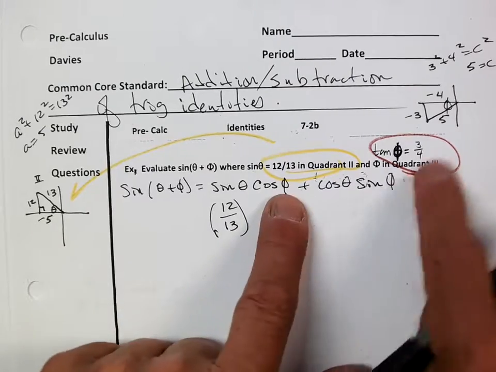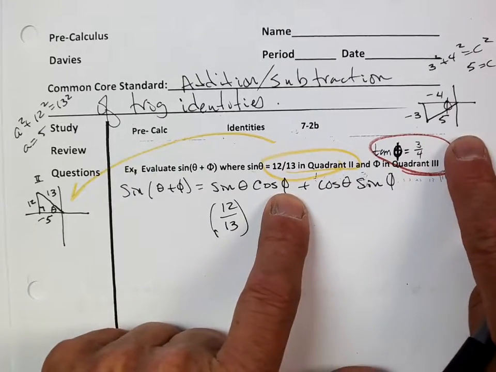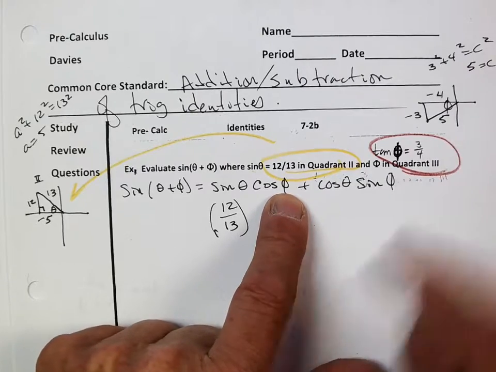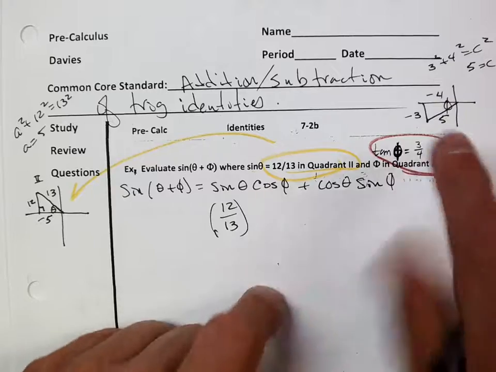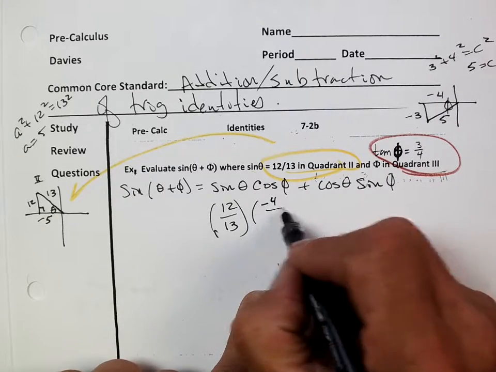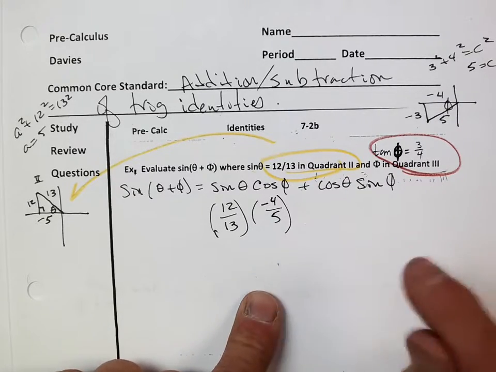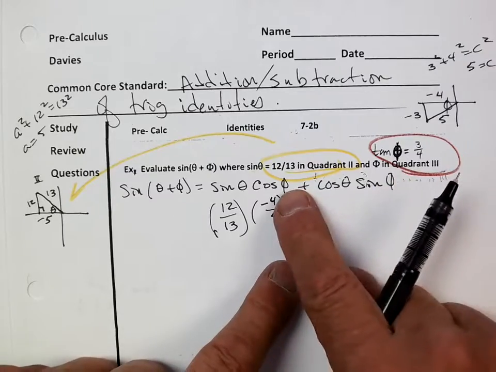Cosine of phi. So, let's go over to my phi triangle. I go to my phi triangle, and cosine is adjacent over hypotenuse, right, for my adjacent over hypotenuse, which is negative 4/5. How am I doing? Yeah, so into my phi triangle, right?